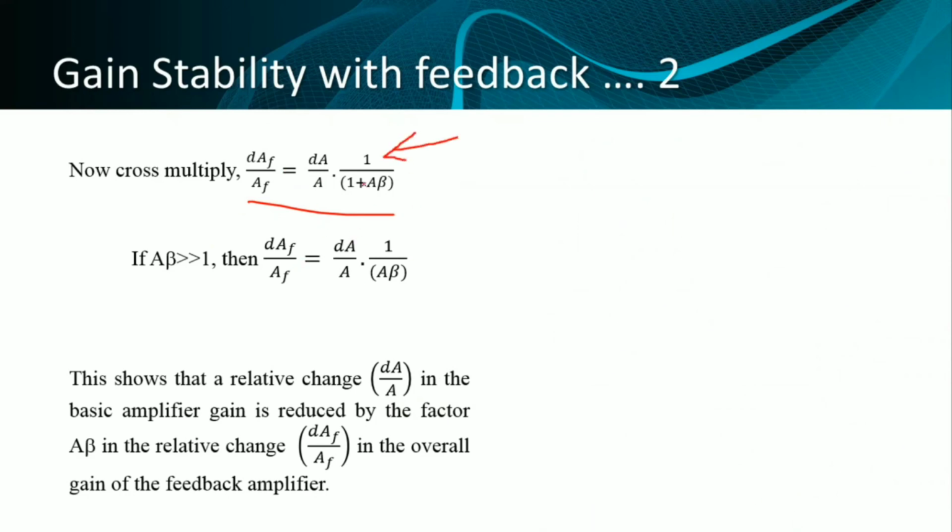Yes. Now if the value of A into beta is very much greater than 1, say for example A beta is equal to 1 kilo, so 1 kilo plus 1 is approximately equal to 1 kilo, right? So this complete term will be equal to A into beta. Therefore 1 divided by A into beta.